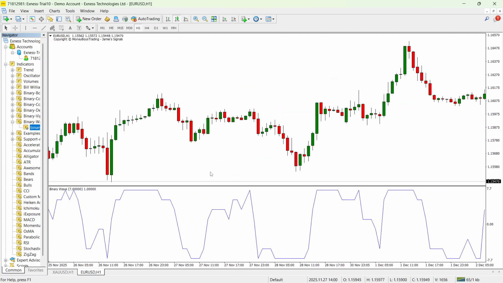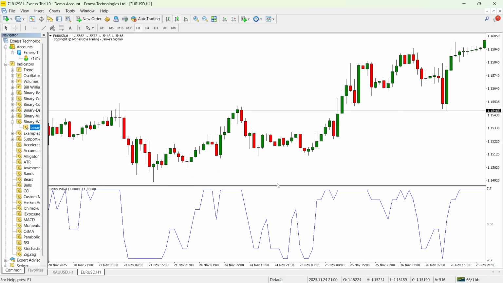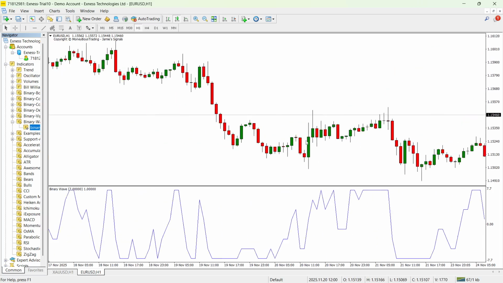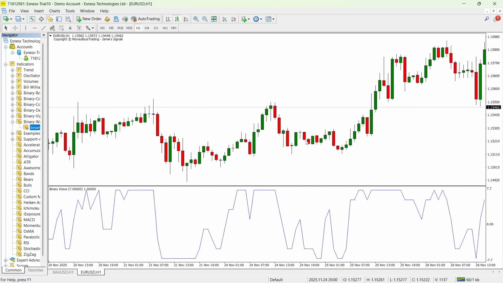You can download the binary wave indicator for MT4 and MT5 using the links in the description below. It gives you a compact way to read 7 indicators at once as a single bullish or bearish wave.